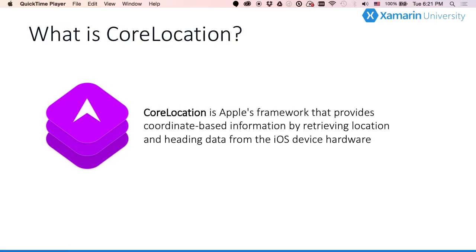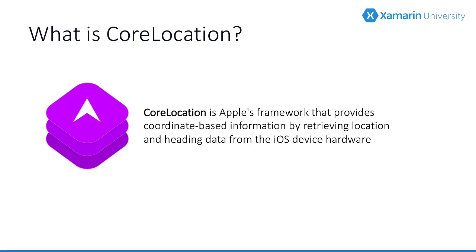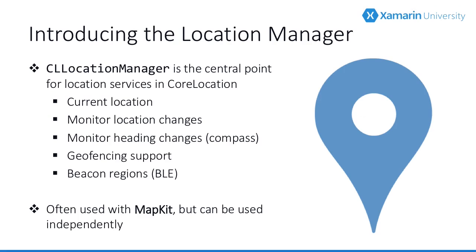Core Location is the name of Apple's framework that provides us this coordinate-based data and heading data. It taps into the GPS, the Wi-Fi, the compass, all sorts of hardware on your iOS device in order to get us a standard and consistent API to get location data. CLLocationManager is the main class we're going to use, and this is what we're going to use to be able to get things like our current location. You can also use it to monitor location changes, to monitor heading changes. You can use it with geofencing, beacon regions.